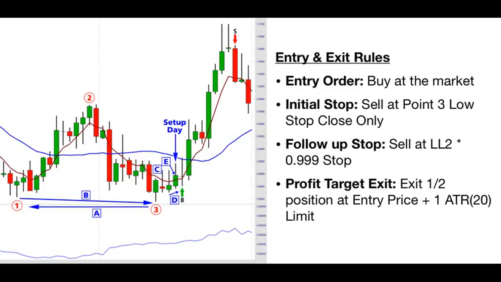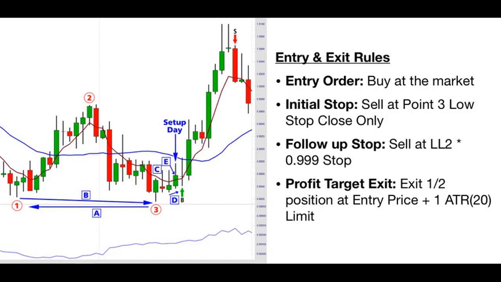LL2 follow-up stop to the remaining half position, and then we update that at the end of each day and move that stop up so that the market can go as far as it wants to go on that second half position. And in this example, it gets stopped out at the red S arrow towards the top of the chart, that big red candle, because it took out the lowest low of the last 2 days.